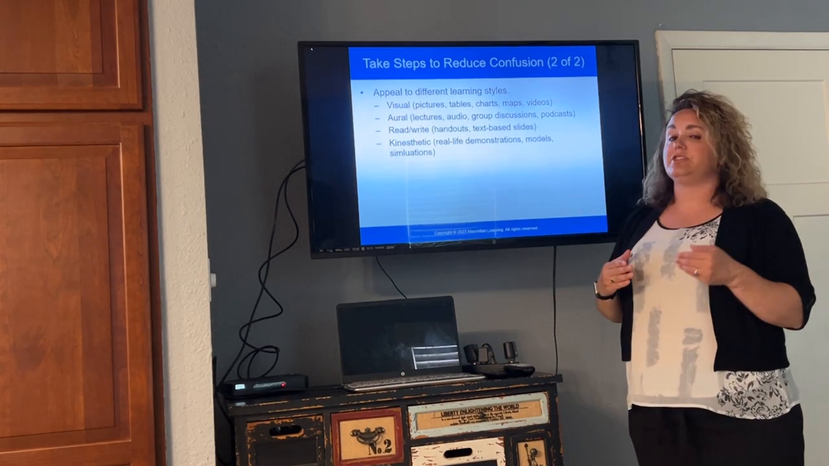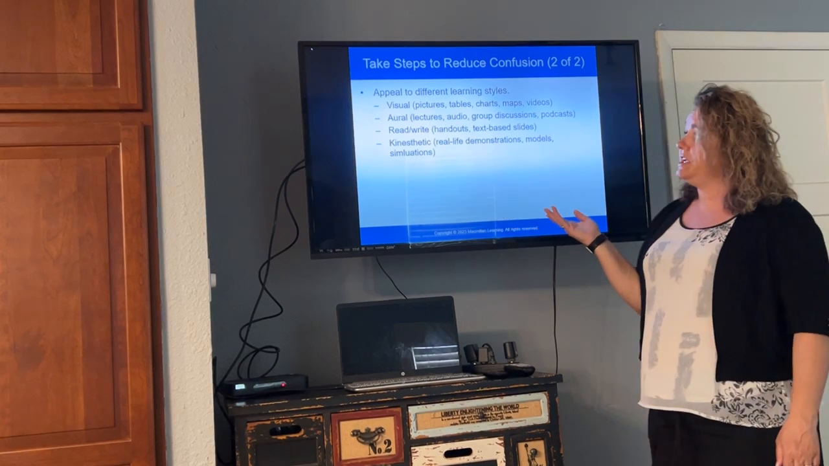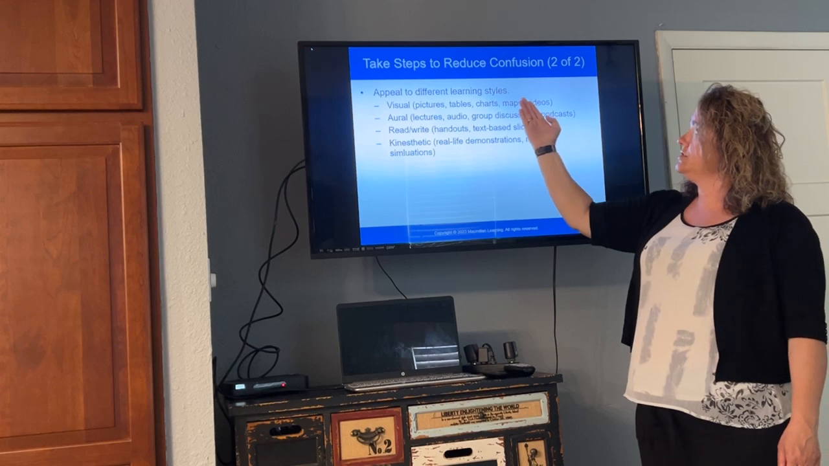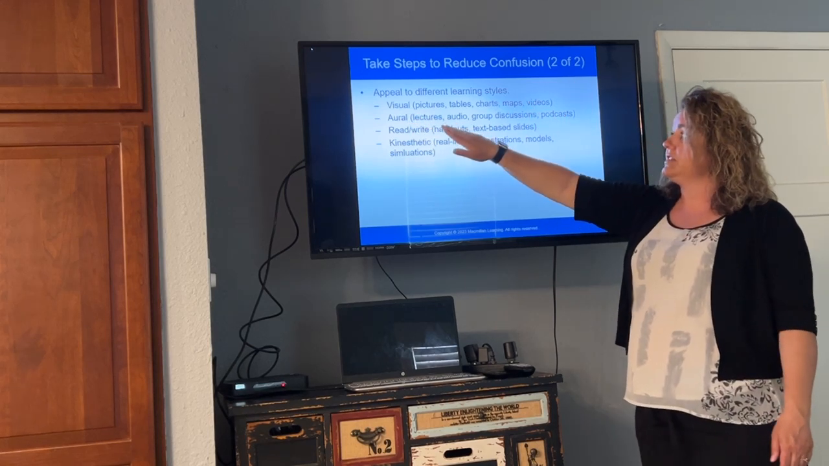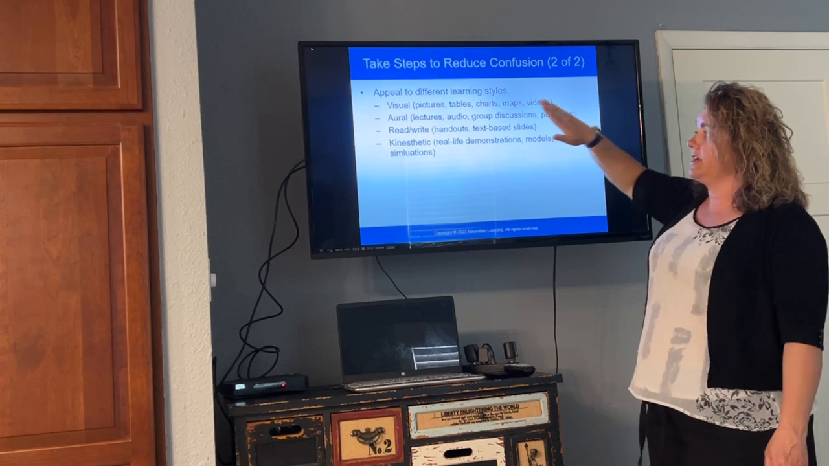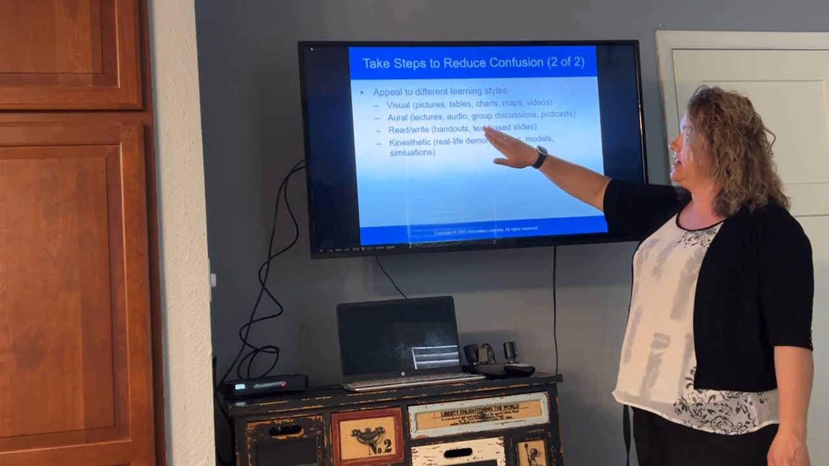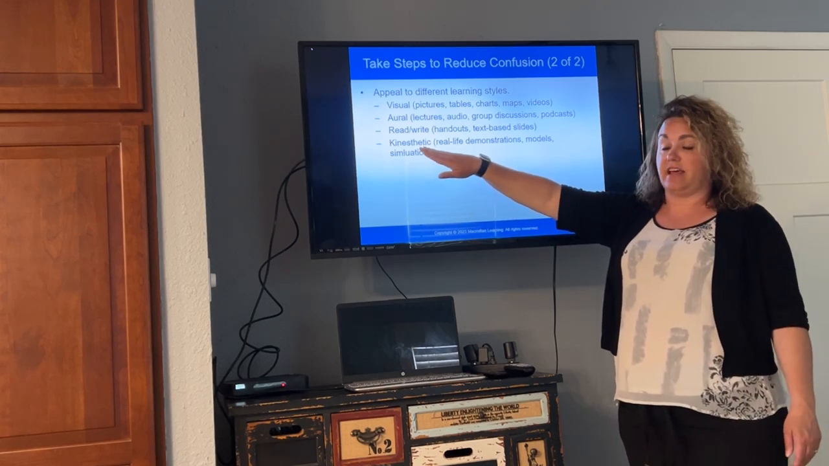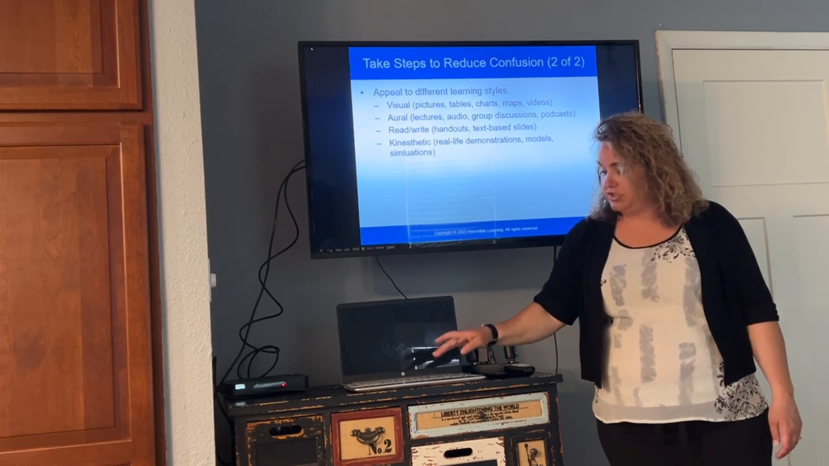You can appeal to different learning styles, particularly in an informative speech. You can use visuals, which include pictures, tables, charts, maps, and videos. You can use oral information, which is lectures, audio, group discussions, or podcasts. You can read or write the information on handouts and text-based slides. Or you can include kinesthetics, real-life demonstrations, models, or simulations.